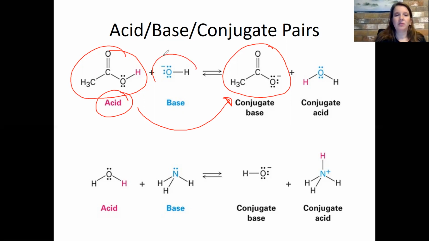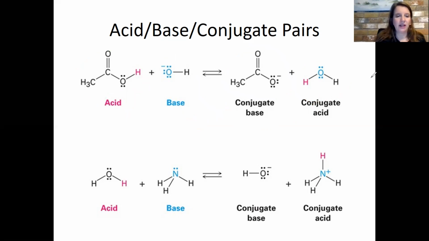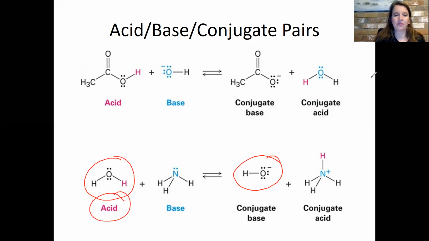This here went from OH negative to H2O. So that actually gained a hydrogen, it accepted a hydrogen, that's why this is the base on this side. Whatever the base becomes on the product side is the conjugate acid. So same thing down here on this bottom picture, we have H2O. H2O became OH negative on this side. So since it got rid of a hydrogen, it donated a hydrogen, that makes this the acid. Remember, whatever it becomes over on the product side, that's the conjugate base.